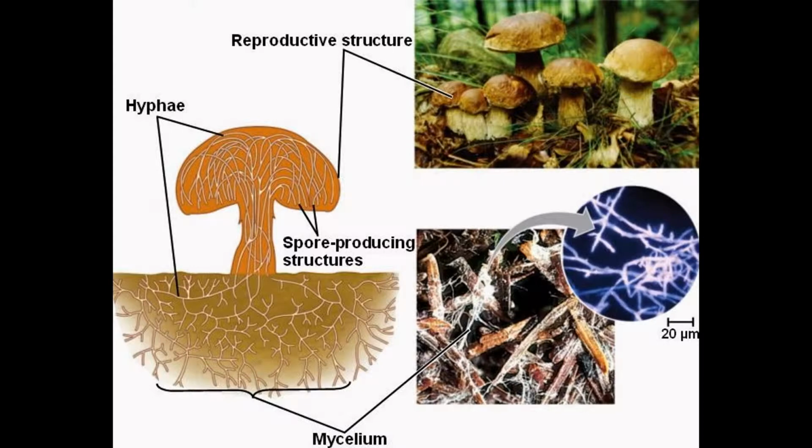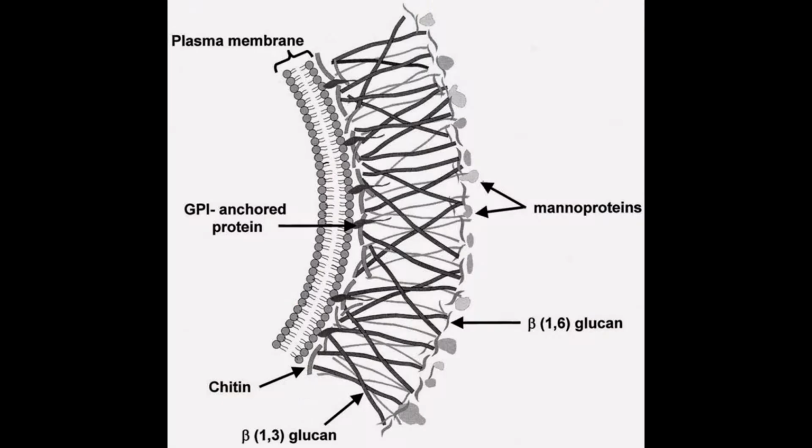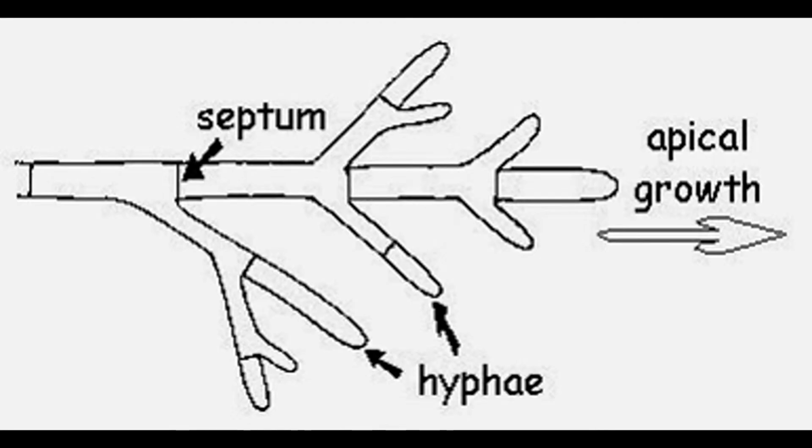In most fungi, hyphae are divided into cells by structures called septa. Some fungi, however, have hyphae that are not separated by septa. Plants have cell walls with cellulose. Fungi have chitin in the cell walls of their hyphae. Chitin is a complex form of a polysaccharide. Plants store food as starch. Fungi store food as glycogen.